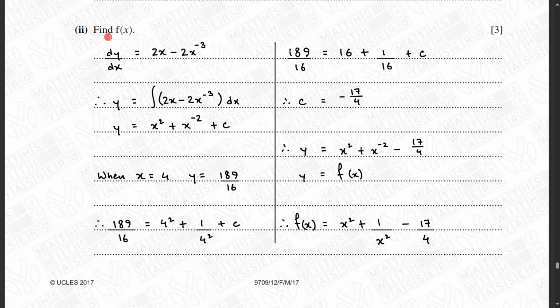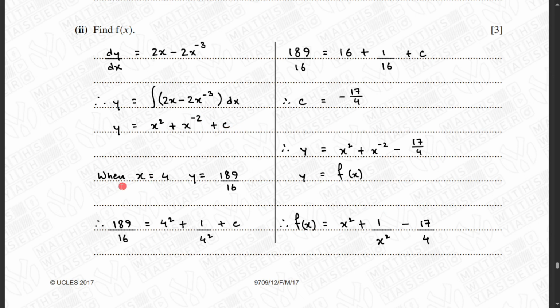In the second part of the question, we need to find f of x. So dy by dx is 2x minus 2x to the power minus 3. So y should be integrating the value of 2x minus 2x to the power minus 3. Integrating 2x, we get x to the power 2, plus this will become the power minus 3 plus 1 gives us minus 2. So minus 2 divided by minus 2 will give us positive 1 and x to the power minus 2 plus c.